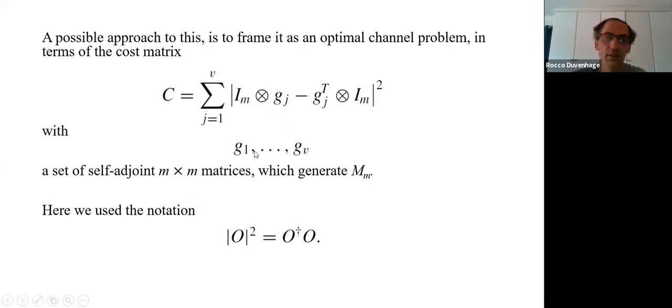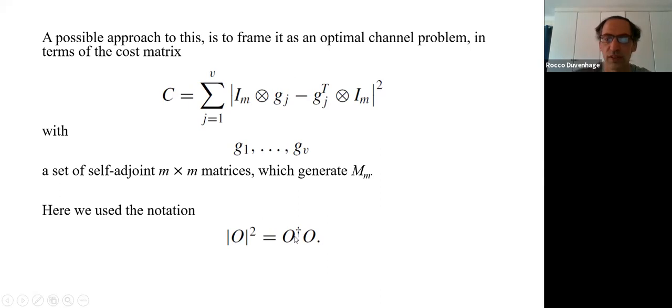You look at matrices that generate the second copy of the system A, and let's suppose the system has m by m matrices as its observable algebra, so it has an m-dimensional Hilbert space. Then this is a possibility as cost.